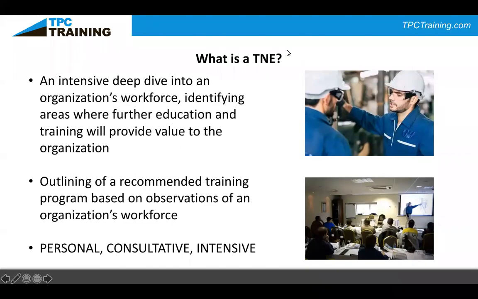So let's start with, what is a training needs evaluation, or a TNE? My best way of describing this is that it really is an intensive, deep dive into an organization's workforce. This isn't a white paper or just a research project. It really is getting a deep understanding of the company's culture, the way they do business, the way they do troubleshooting, the way they operate their machines, the way their shifts run day and night, and the overall culture of what people view about safety or efficiency or turnover.